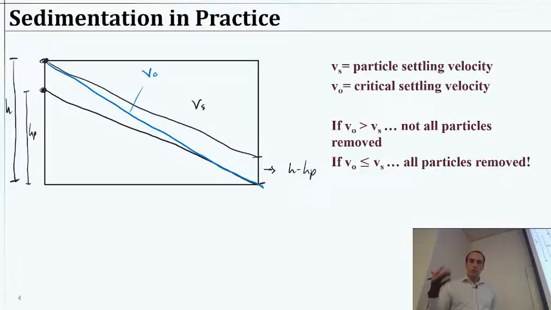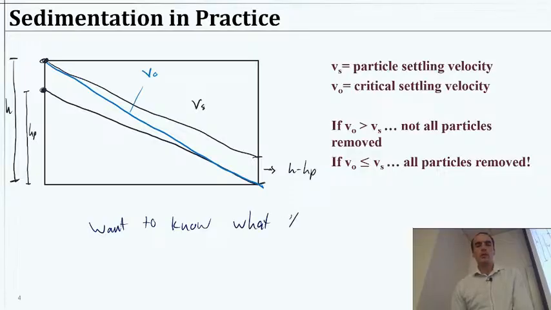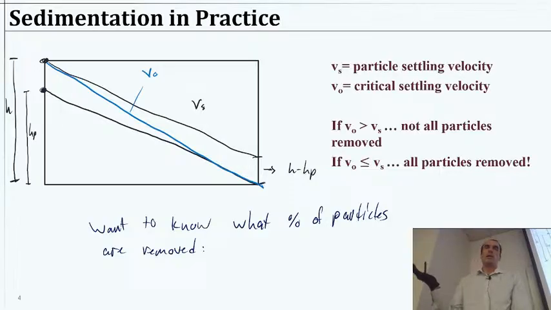Ratio and figure out exactly how many are being removed. And it turns out that since that's directly proportional to the height, it's also directly proportional to the velocity. So if we want to know what percent of particles are removed, the first thing we ought to do is check, well, is V naught smaller than Vs? Because it's 100% if so. So in this case, that's 100%.